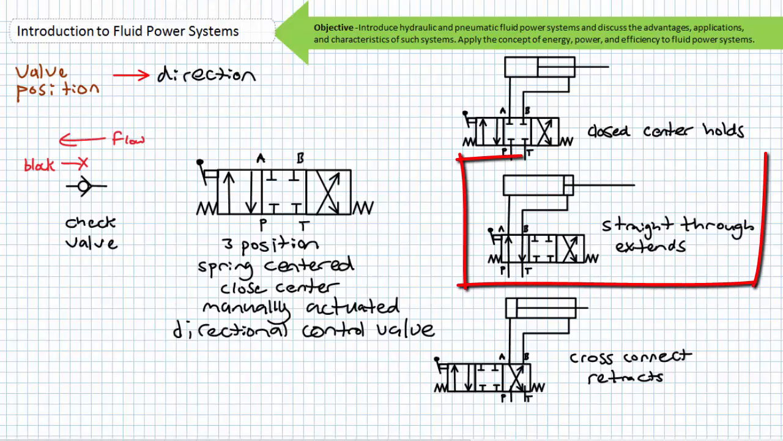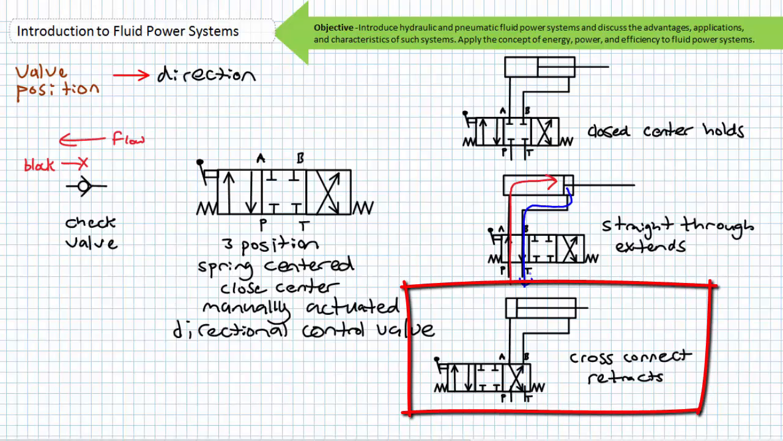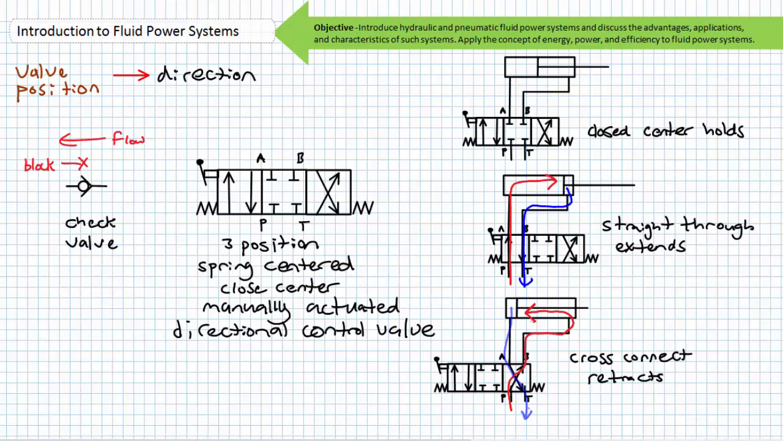If an operator manually shifted the directional control valve to the straight-through position, pressurized flow is routed to the A port, and the B port is dumped to tank. In this application, the cylinder would extend. If an operator manually shifted the directional control valve to the cross-connect position, pressurized flow would be routed to the B port, and the A port is dumped to tank. In this application, the cylinder would retract.